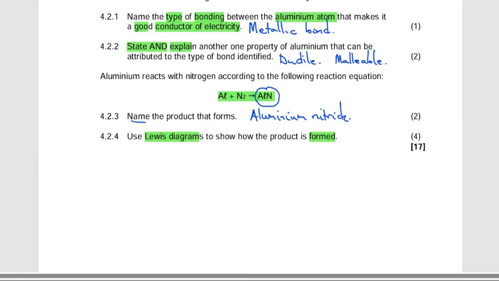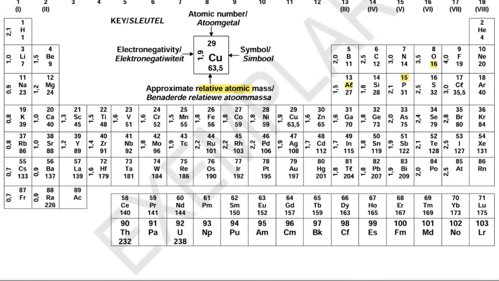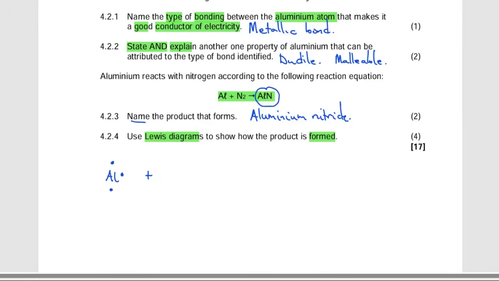So what does that mean? It means it has got 3 electrons on its outer shell, right? So I'm going to have my Al there, then 3 electrons on the outer shell like that. Then I'm going to add N2, the nitrogen. Where can we find nitrogen? Nitrogen is in group number 5, so it has got 5 electrons on the outer shell. I'm going to say N there, and use X, 1, 2, 3, 4, and 5 electrons on the outer shell, right?